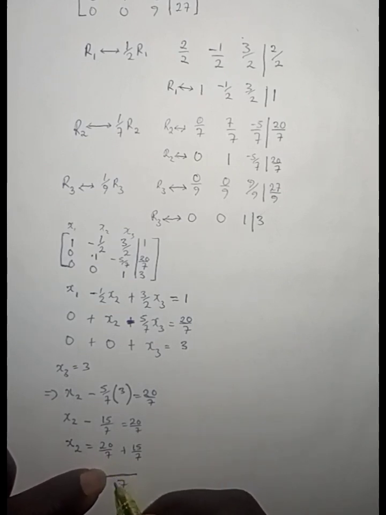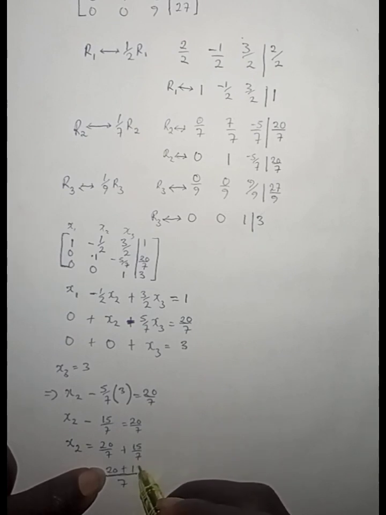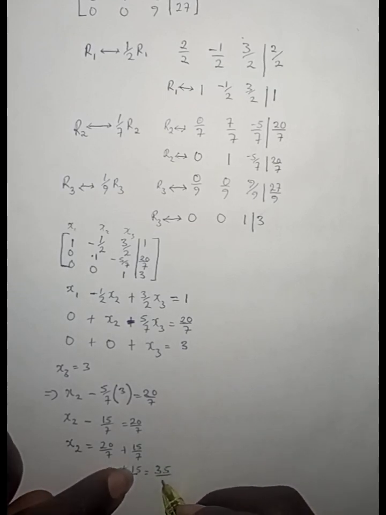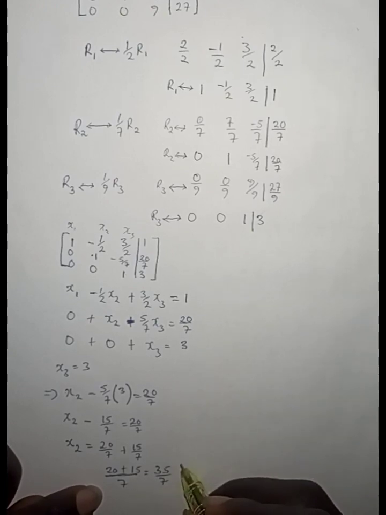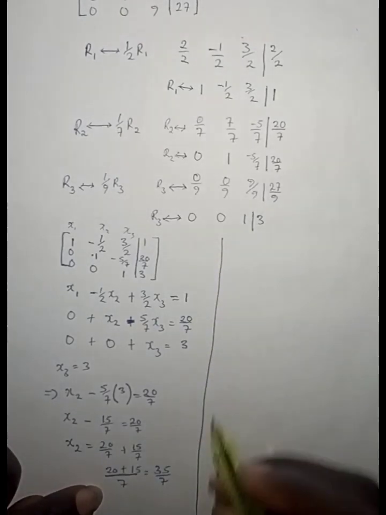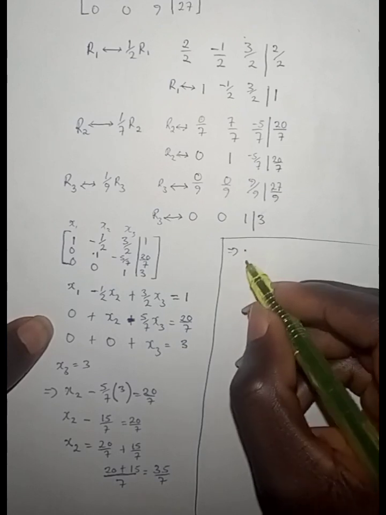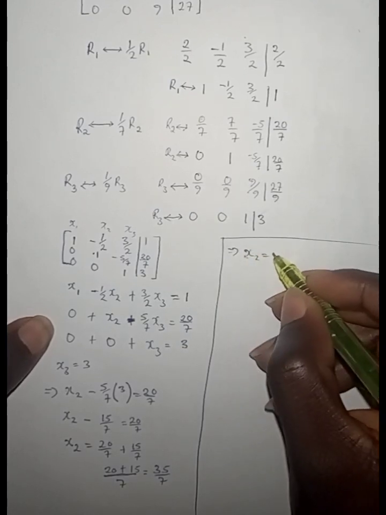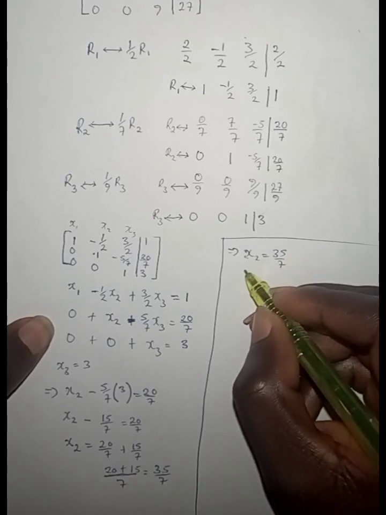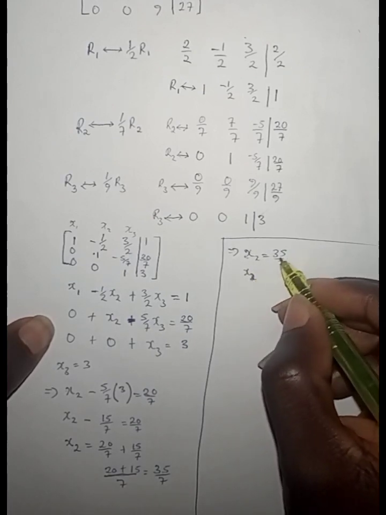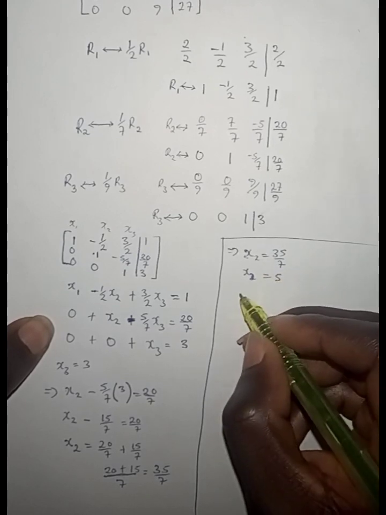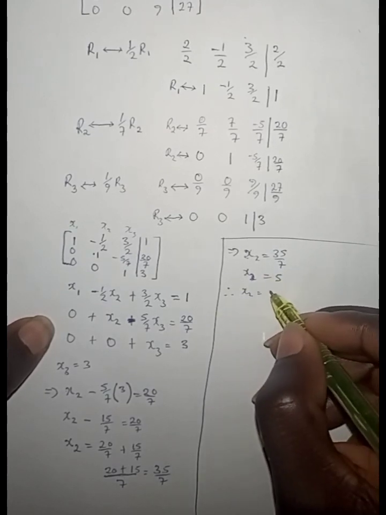So 7 divided by 7 is 1. 1 times 20 is 20, plus 7 divided by 7 is 1, 1 times 15 is 15, which will be 35. 20 plus 15 is 35 over 7. This implies x2 is equal to 35 over 7, which 35 divided by 7 is 5. Therefore, x2 is equal to 5.